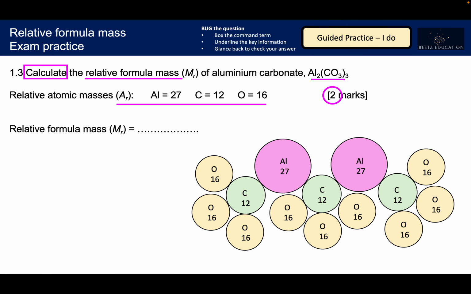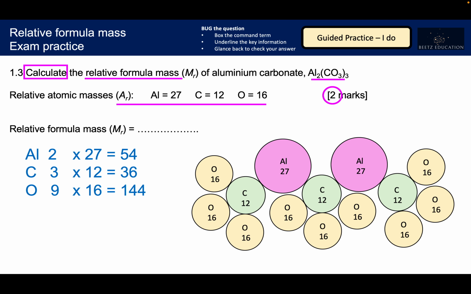Now, I'm not suggesting you draw this in your exam. This is just for a little bit of support at this stage so you can see what that molecule actually looks like. Following the steps from earlier then, I list the symbols and the number of atoms of each. I multiply the number of atoms by their relative atomic masses. And then I add them all together, giving me a final total of 234.